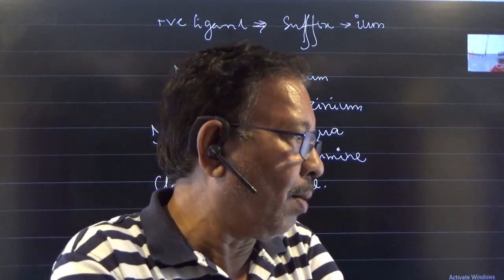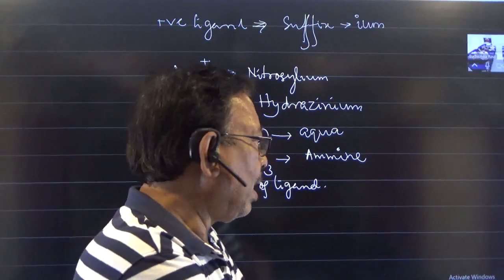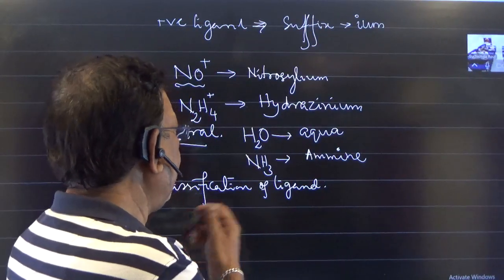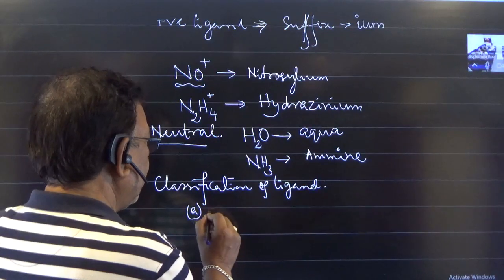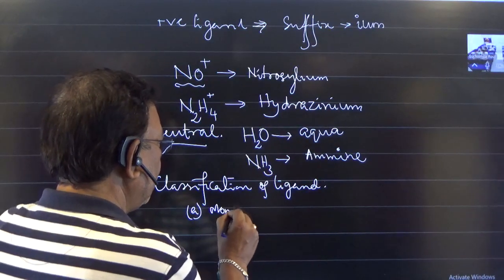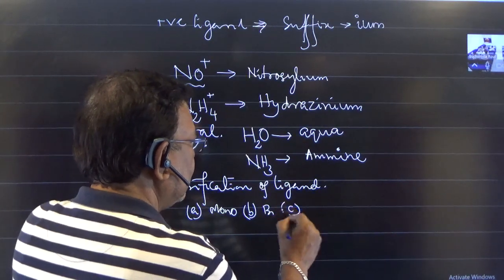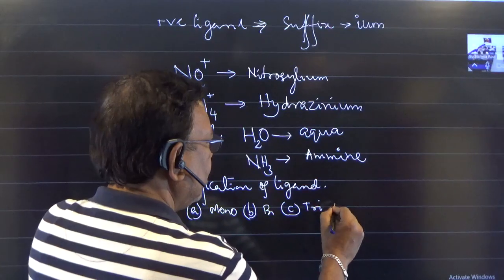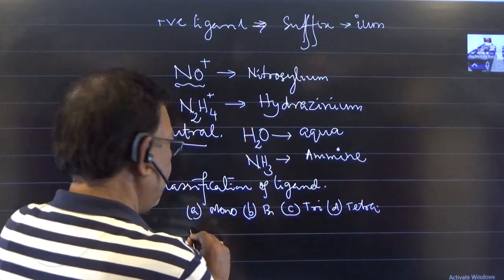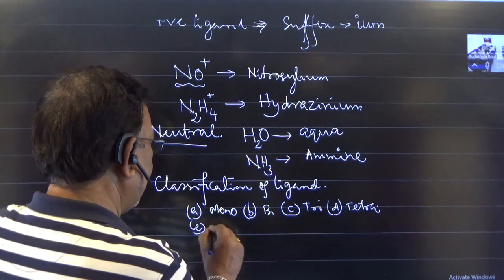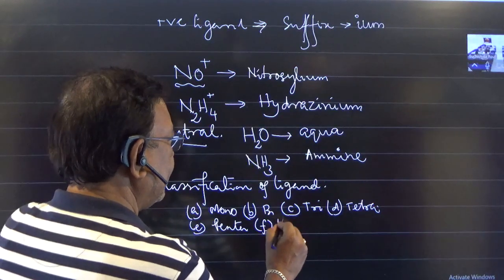Denticity, can you write the spelling of denticity? Okay. In classification of ligand, you write down: monodentate, bidentate, tridentate, tetradentate, pentadentate, hexadentate ligand.